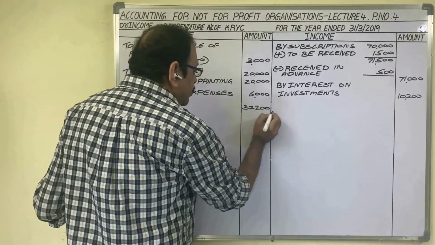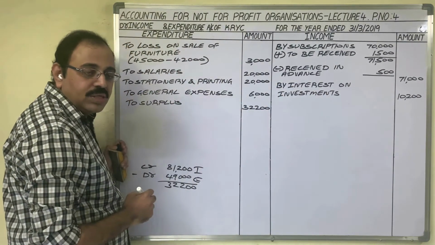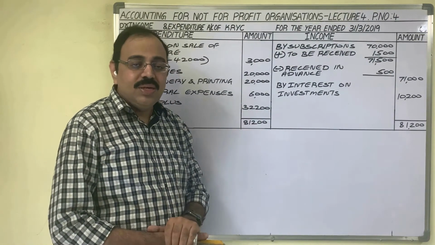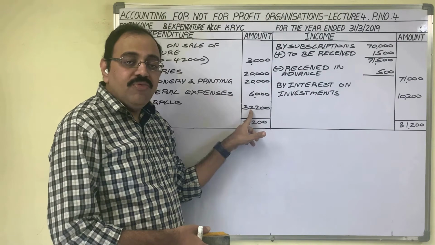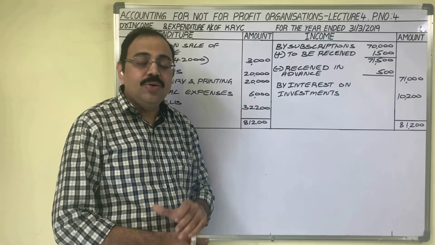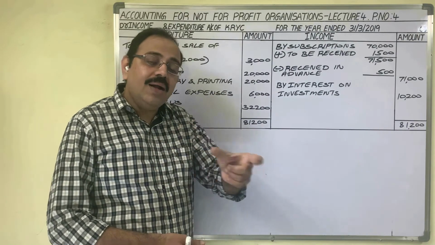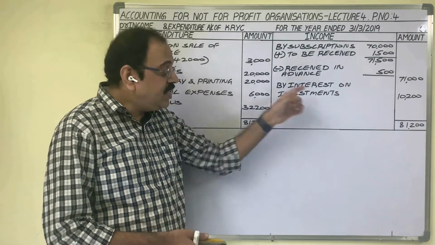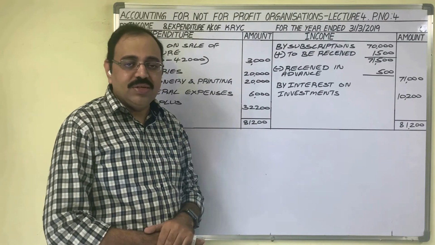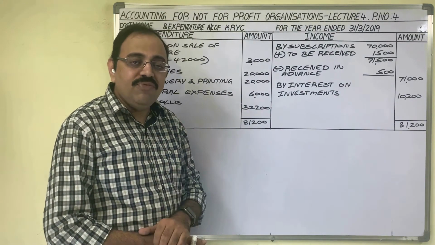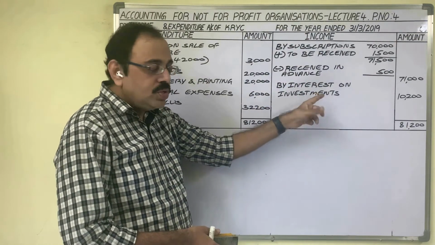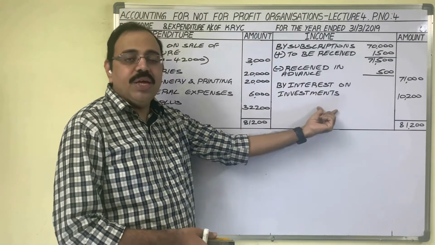To surplus 32,200 rupees. Then two sides put the totals. Two sides total is 81,200 rupees. This surplus amount we should take in balance sheet. Under liability side to capital fund we should add surplus. If deficit comes from capital fund we should deduct deficit. So which side we should show that deficit? Expenditure will be more than income now. So credit side deficit appears.